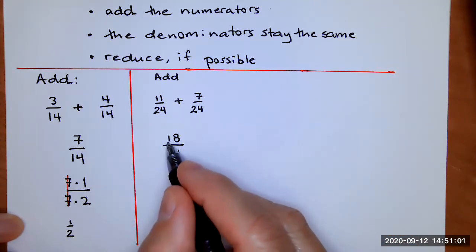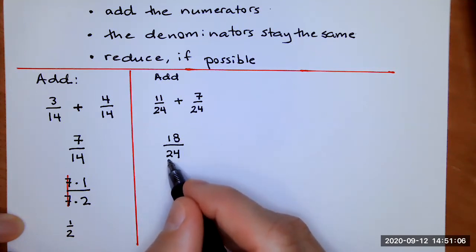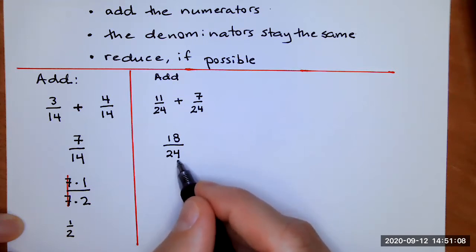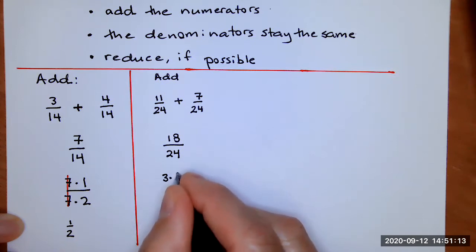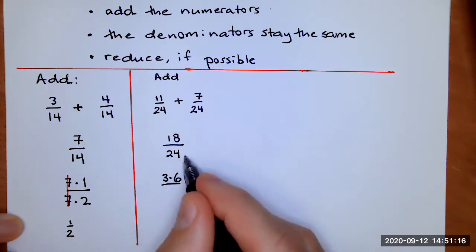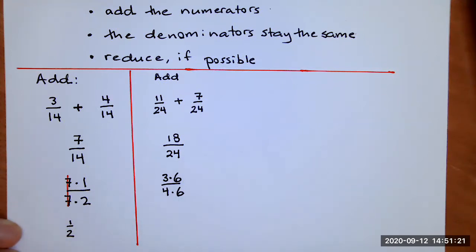So we could either do 2 times 9 or 3 times 6, but I'm looking at the denominator and I'm noticing that 6 goes into 24. And it doesn't matter how you start reducing, as long as you keep going. 6/6 is equal to 1. So whenever you reduce, just check and make sure it cannot be reduced again. And 3/4 is your answer.